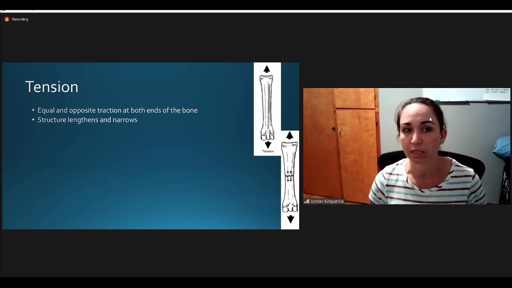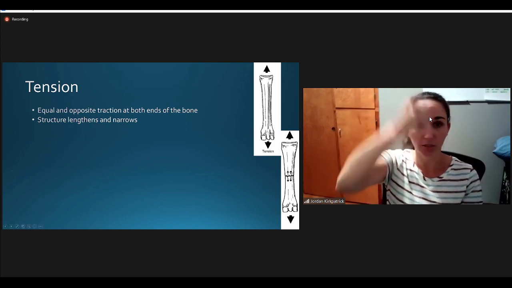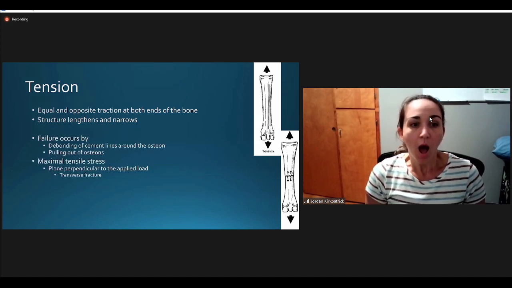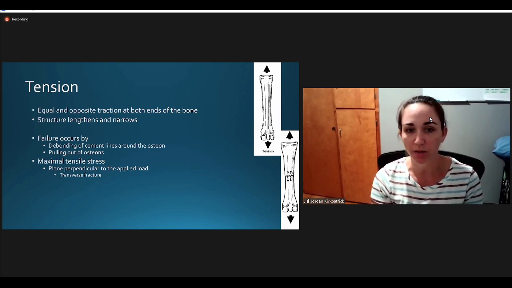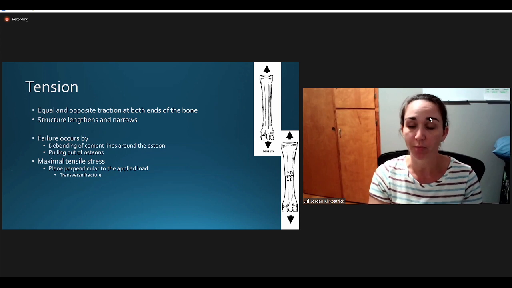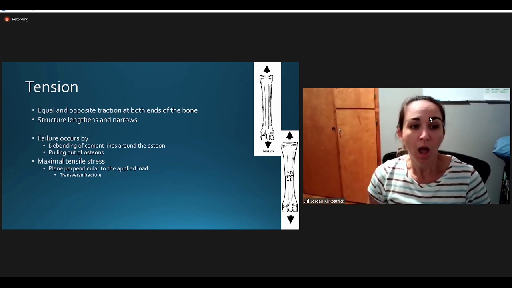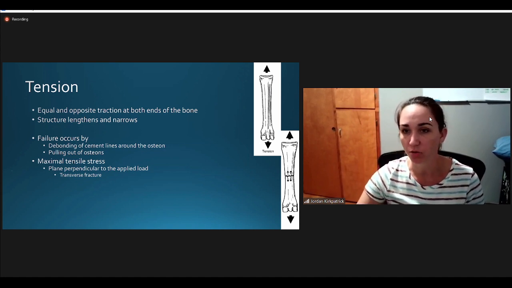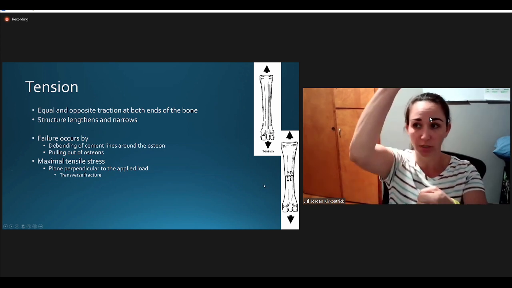So tension is basically equal and opposite traction on both ends of the bone. So basically just trying to pull, that's all that tension is. So the structure lengthens and narrows. For the bone specifically, failure occurs because the cement lines around the osteons get pulled so much that they aren't bound anymore, and so the osteons just pull apart. It's like popping something off. The maximal tensile stress is in a plane perpendicular to the applied load. So when they fracture because of tension stress, they tend to have a transverse fracture. It just goes straight across because you're just pulling and popping it apart.